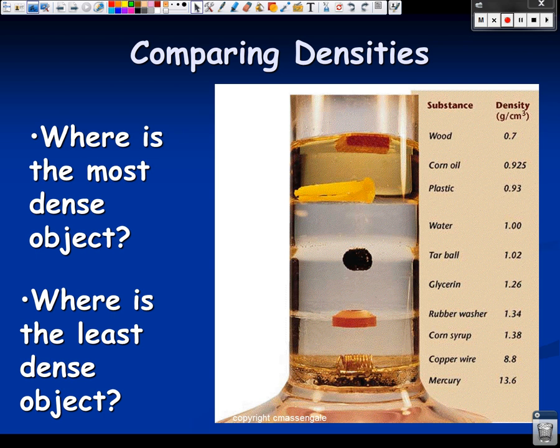So I have a question. What if you took that column and you corked it and you shook it, and you got everything all mixed up? Say you sat it overnight and you came back the next morning. Would it still be mixed up? What would happen to it? It would look just like this.